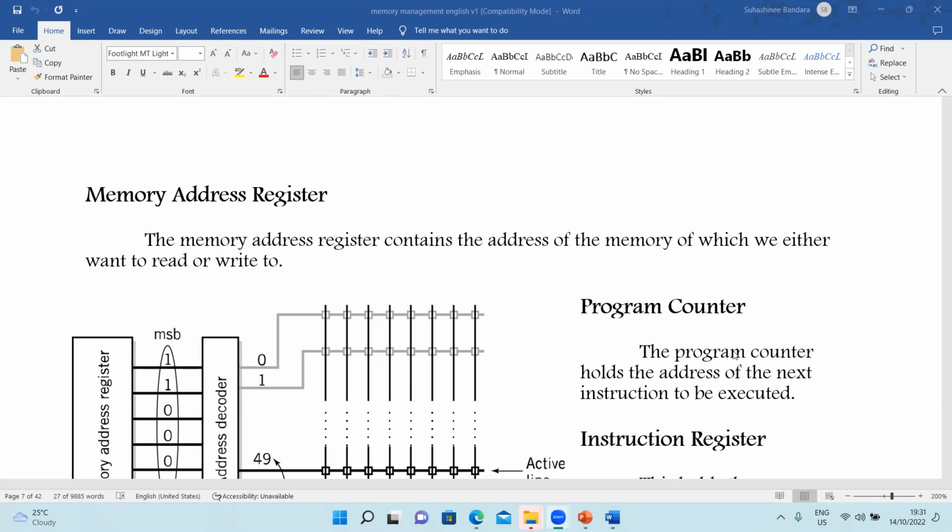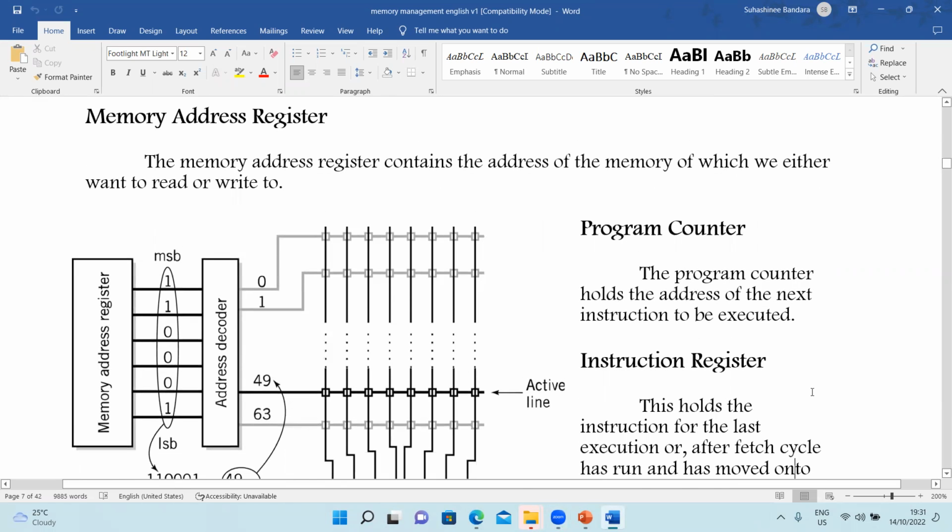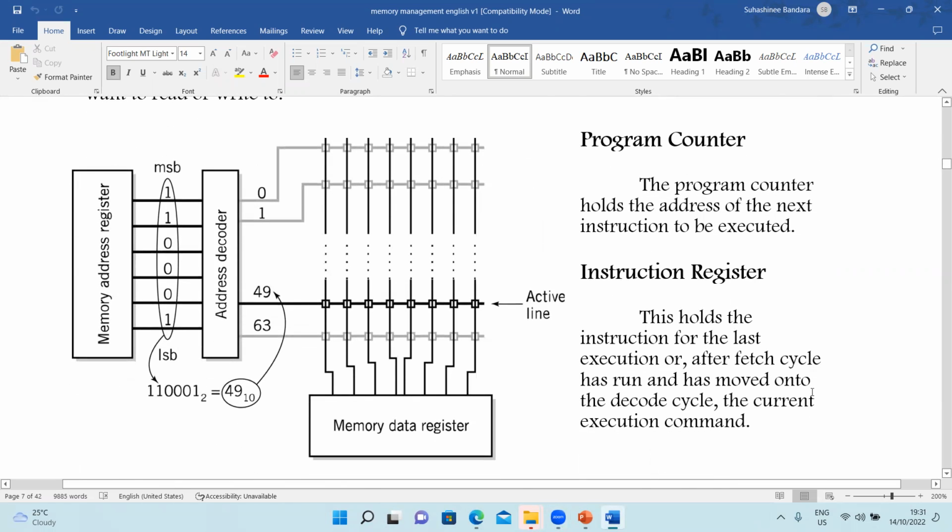Next one, the program counter. The program counter holds the address of the next instruction to be executed. Can you remember 0 plus 1 equals 1, then the next one increments by 1. So it identifies which one is to be executed next according to the given instruction.